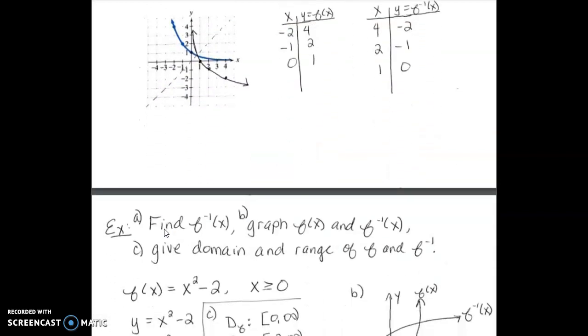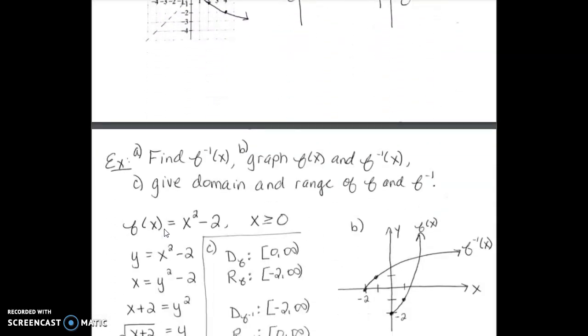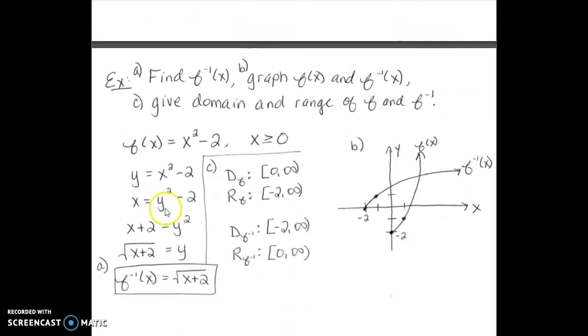All right, and then our last example, we're just going to tie it all together. Find an inverse, graph them, and then give the domain and range of both, which should be reversed. So here we're given f of x equals x squared minus 2, and we're told x greater than or equal to 0. So we're given a one-part piecewise function.